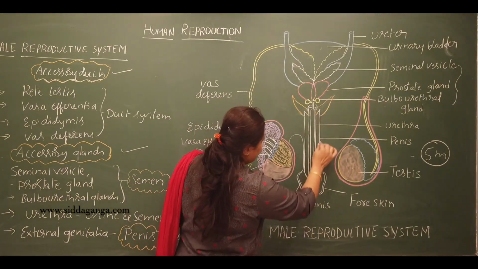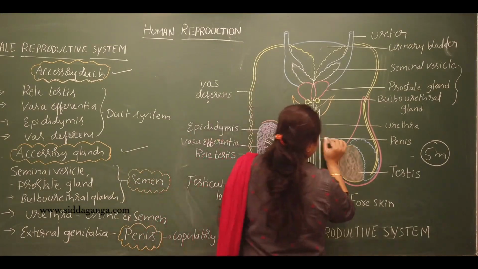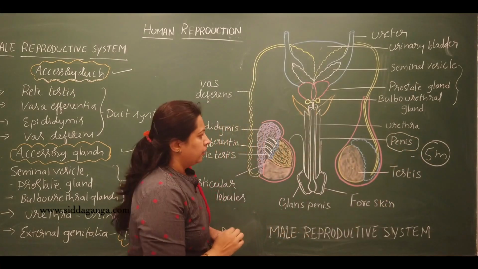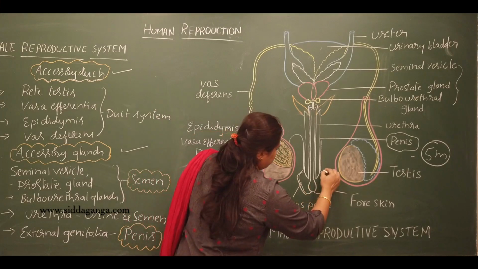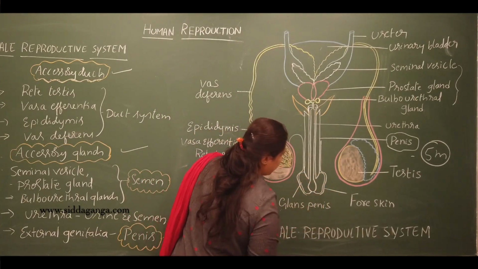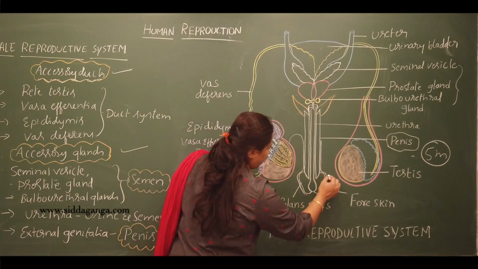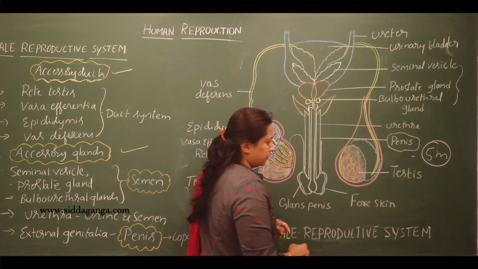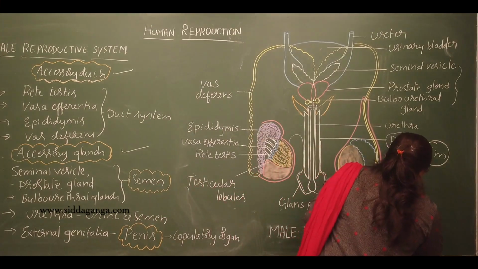This is the external genitalia, which is called the penis. The enlarged end of the penis is called the glans penis. It is covered by a loose fold of skin called the foreskin, or also called the prepuce.